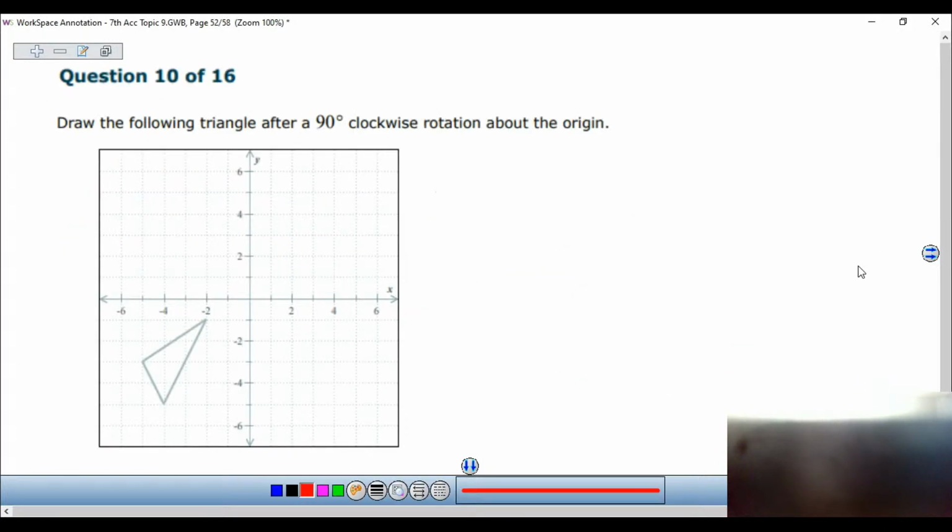On to question 10. Now we're into rotations. So we're going to draw this triangle after a 90 degrees clockwise rotation about the origin. So here's what we're going to do. We got 3 points. We're going to write them all down just so we can see what we're doing to them. So first we have this point here, which is -2, -1.